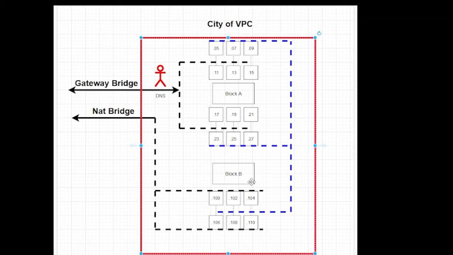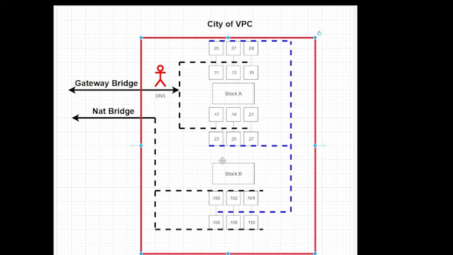However, you can never reach the private subnet, which is this right here, Block B. Block B doesn't have anything that's publicly available. It can only be accessed with the resources that are within the VPC and have specific network connections to it.